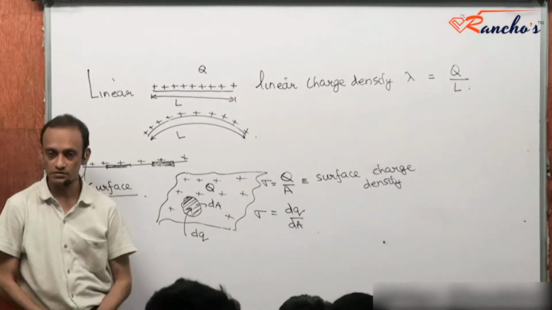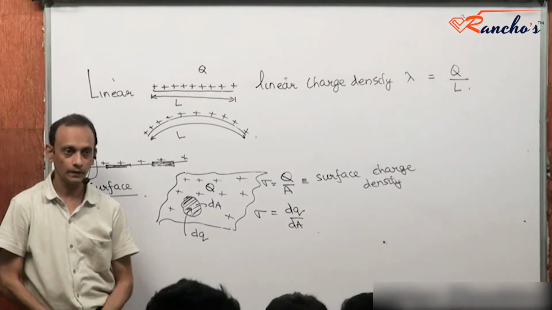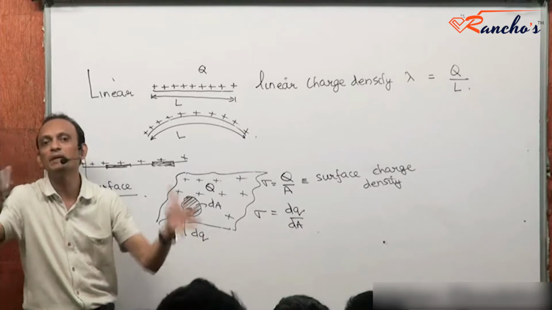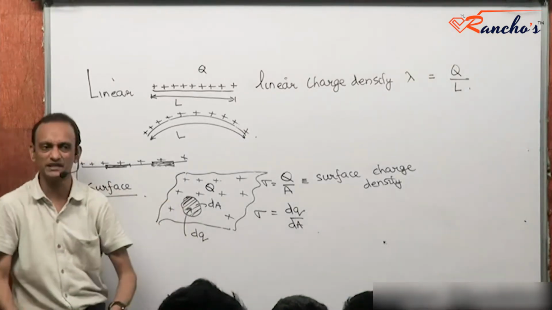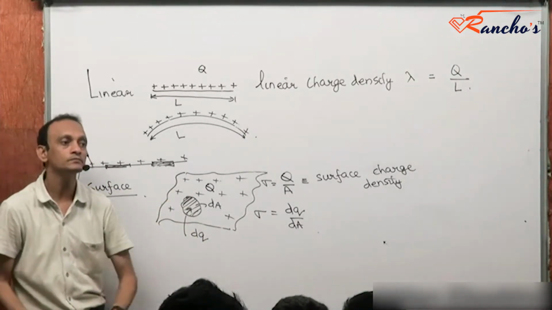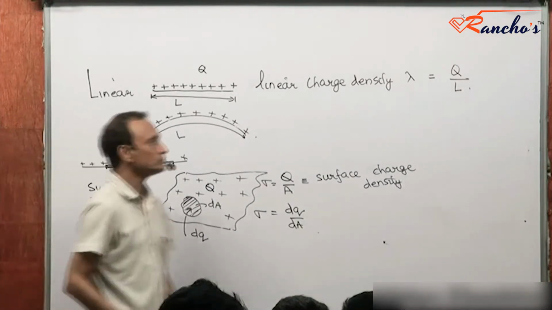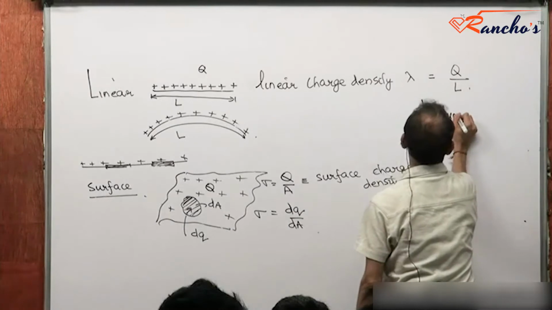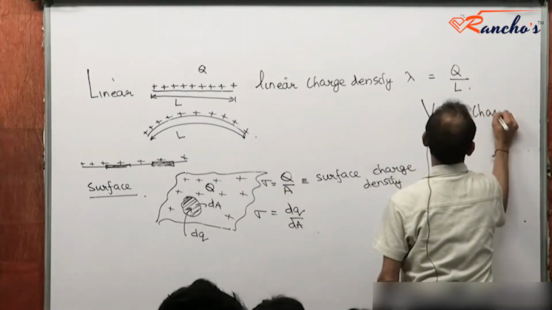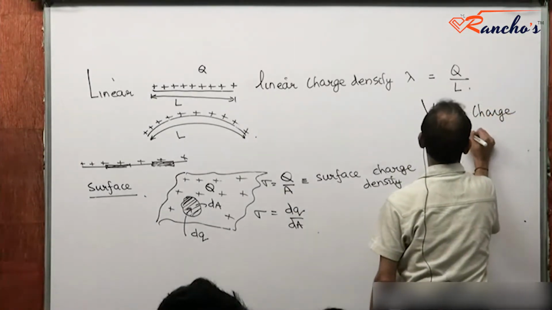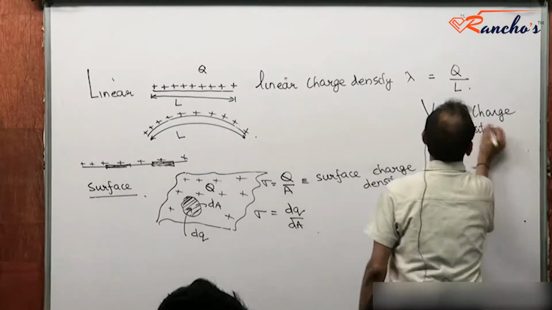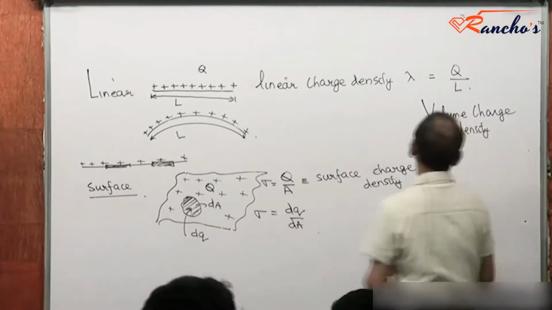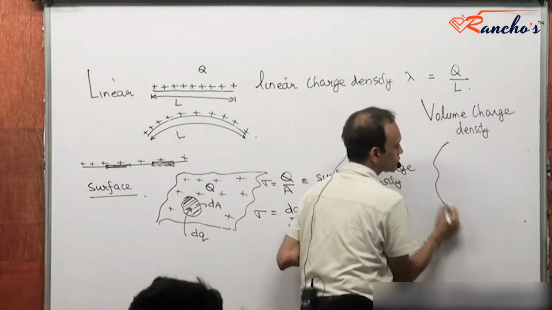Right? So that's charge distributed over a surface. It may be a planar surface or a non-planar surface. It does not matter. Then we have volume charge density. We talk of charge inside a volume. This is a volume.